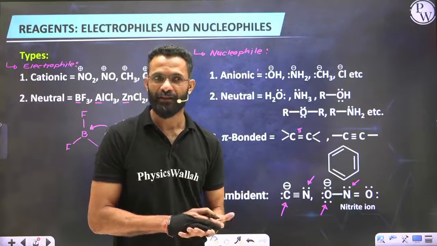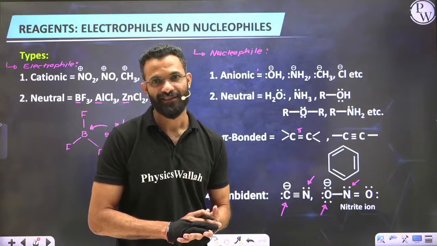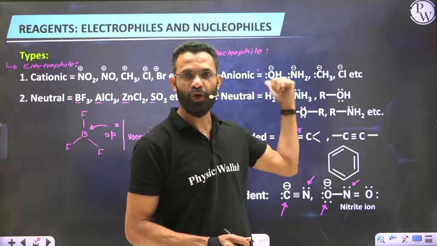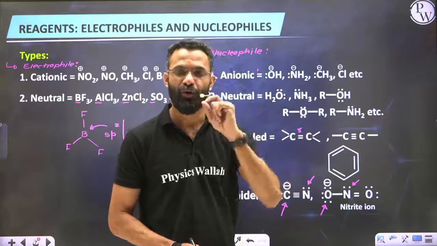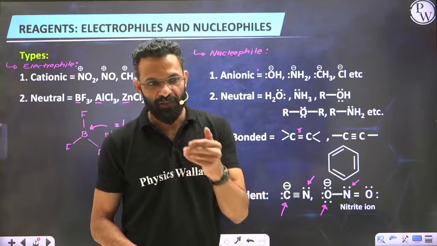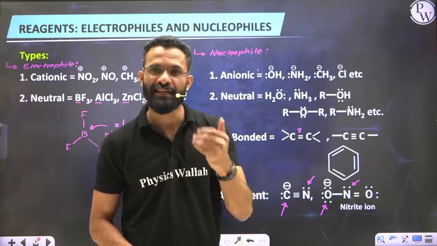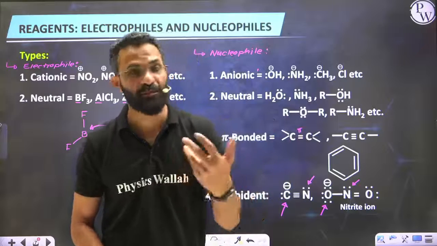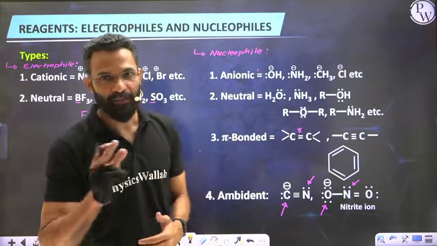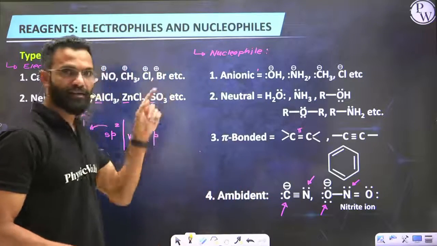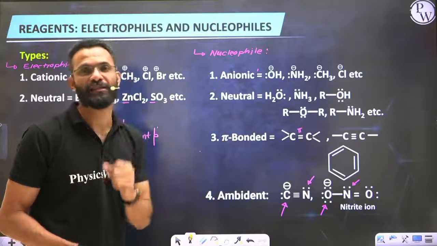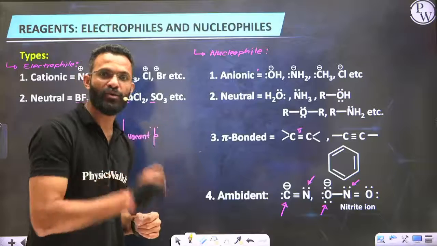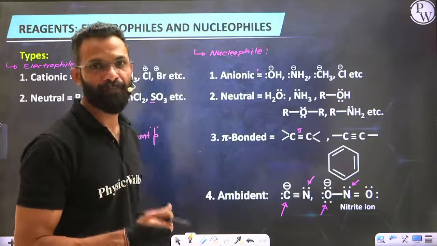Now one important thing I want you all to learn is, if you ever see any electron rich species that is anionic, all anionic species will always be nucleophilic, because the presence of a negative charge certainly indicates that there is one or more extra electron present, which makes it electron rich. But the presence of a positive charge need not always make it electrophilic.